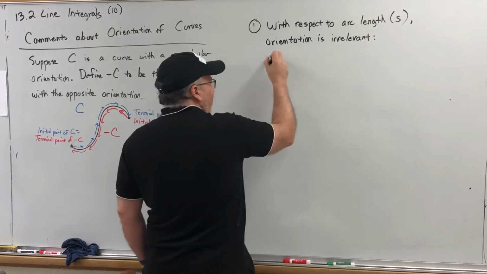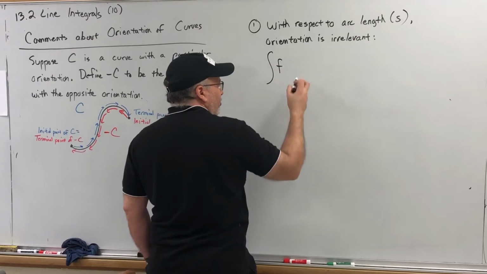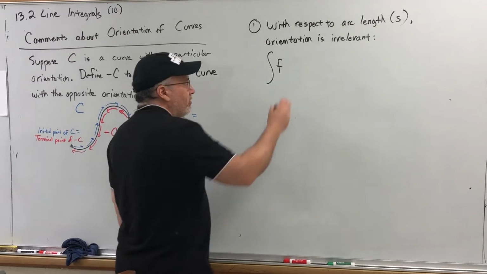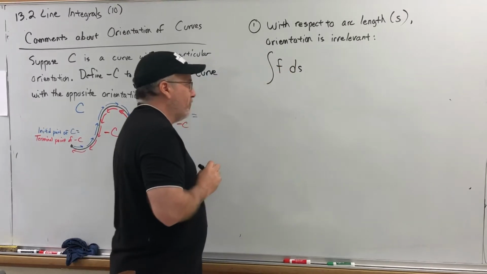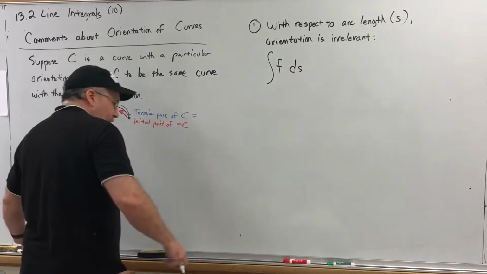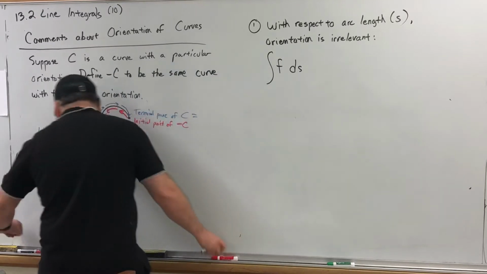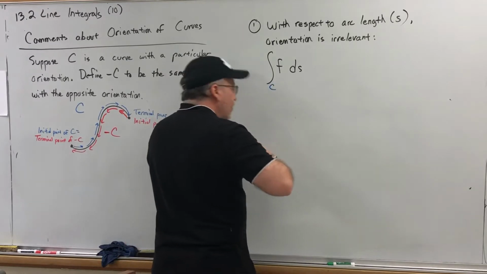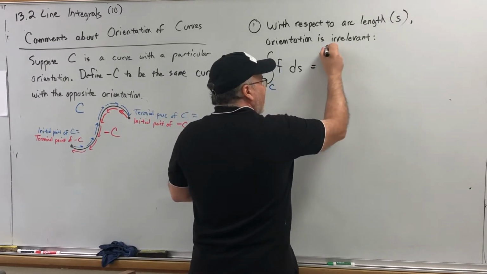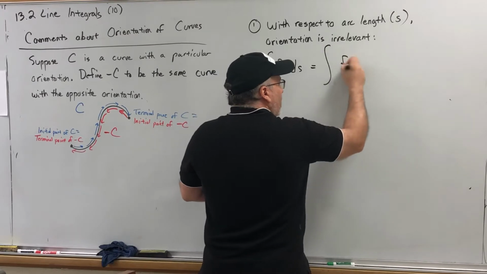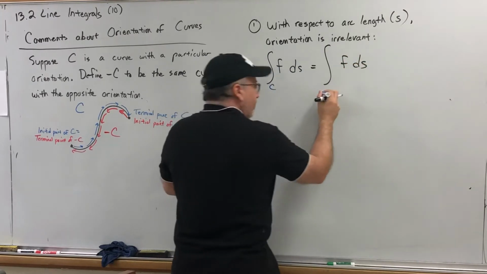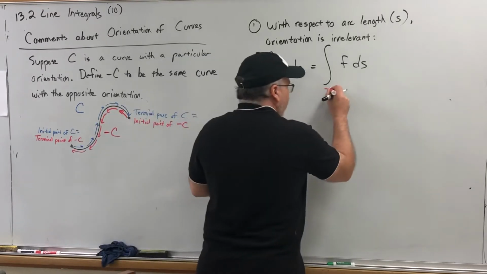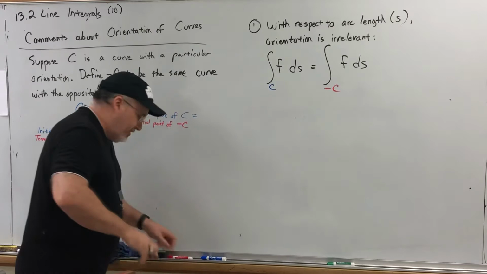What that means is if we find the line integral of some function, we'll just say f in general, it could be in 2 dimensions or 3 dimensions, ds with respect to the arc length parameter, then the line integral over the curve going in one direction will give you the same answer as the line integral of the function ds with the curve going in the opposite direction, so negative C.